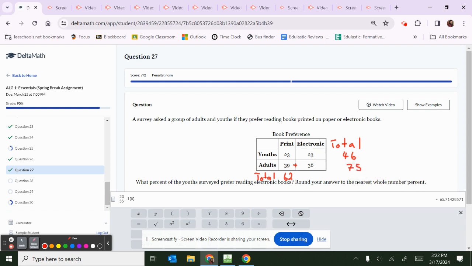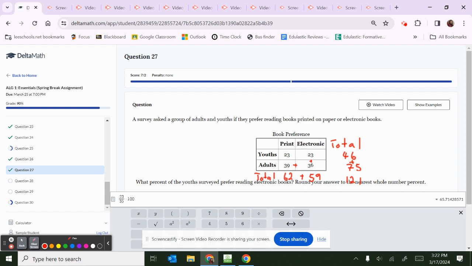And what's the total amount of people that like electronics? Well, 23 plus 36 will give me 59. And what's the total amount of people in my survey? 62 plus 59 will give me, I think, 121. And that should be the same thing as when I add 46 and 75. 46 plus 75, I believe, likewise is indeed 121.